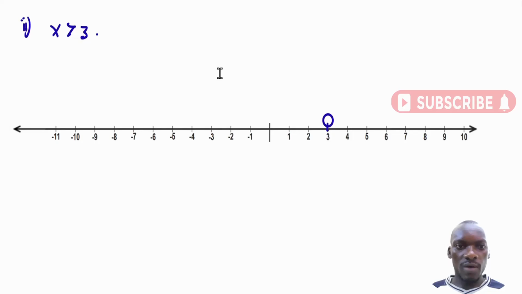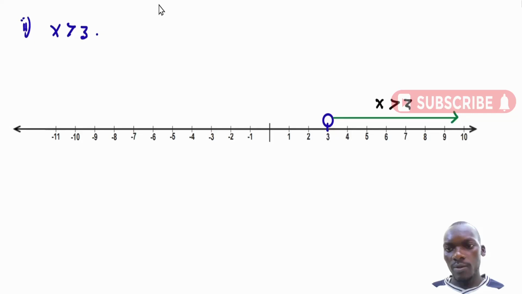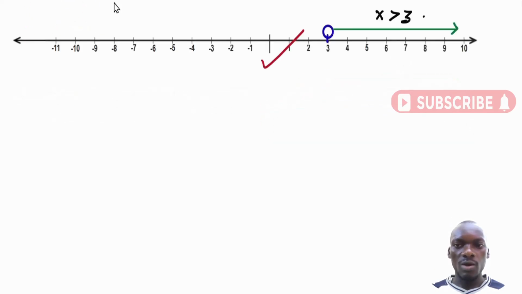Then we ask ourselves, are we supposed to shade it? The answer is no, because this is just a greater than symbol, but not greater than or equal to. So we are not supposed to shade it. Then the values we want should be greater than 3. So we ask ourselves, of 2 and 4, which one is greater than 3? The answer is 4, implying that we take on this direction and we put the arrow because it is not ending, and then the inequality is x greater than 3. Therefore, this becomes our correct answer for Roman numeral 2.